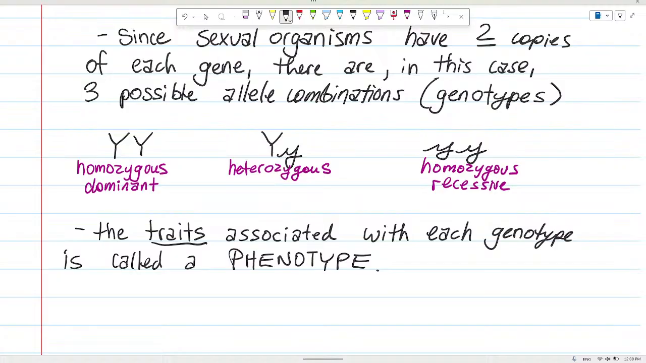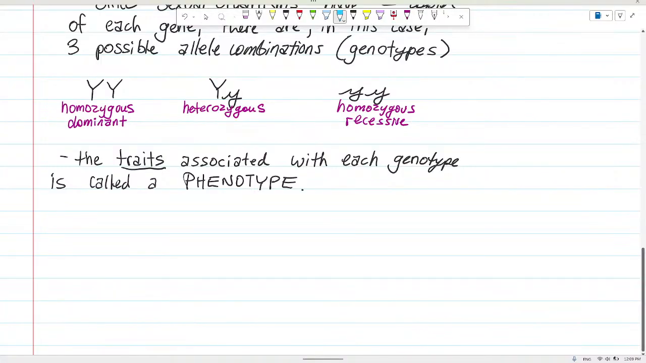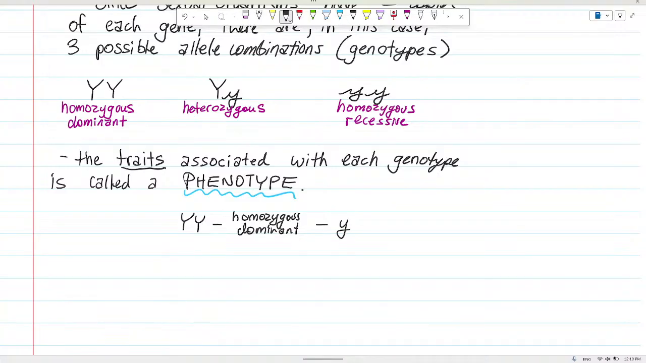And so, if we went back to the previous example where we had the homozygous dominant, what would the phenotype be there? Big Y is homozygous dominant. That's its genotype. What would its phenotype be? What kind of seeds would it have? Yeah, yellow seeds. Good.